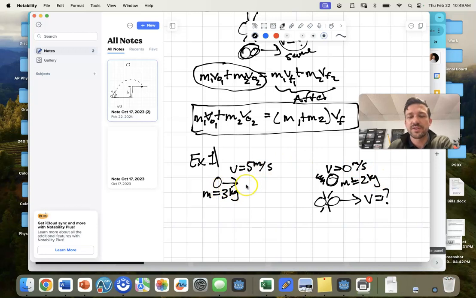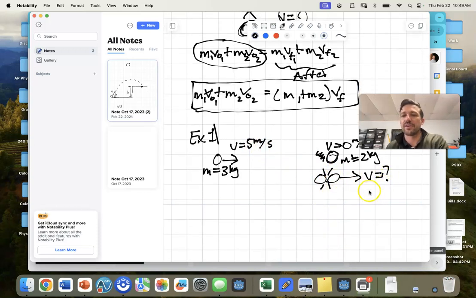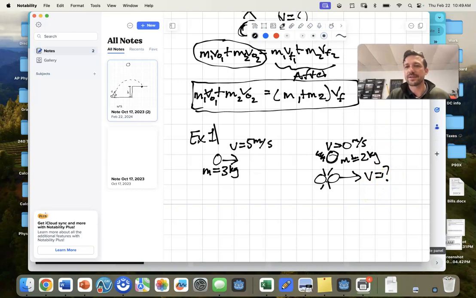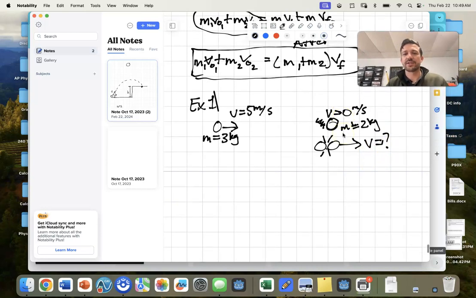While this one is moving to the right with a mass of 3 kilograms at 5 meters per second. They're going to collide and they're going to travel to the right, and I want to calculate what that velocity is. Okay, so let's do that.